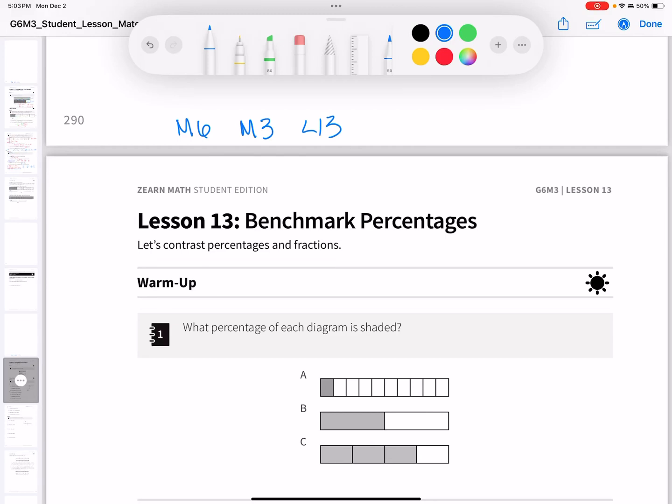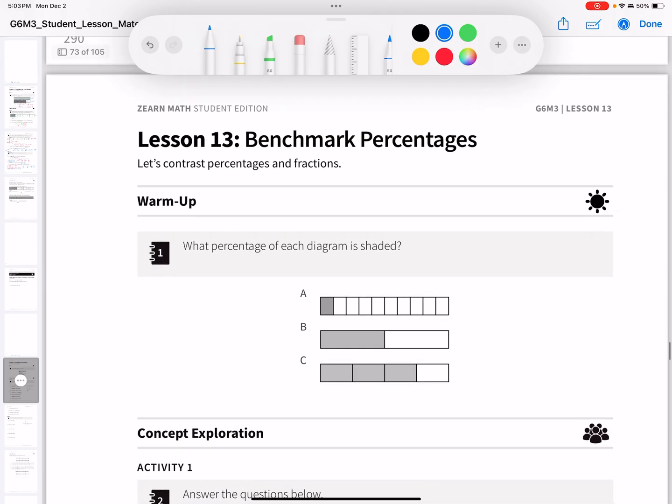Today we're doing Math 6, Mission 3, Lesson 13, Benchmark Percentages. So these diagrams here are benchmark percentages. These are percentages that you just have to know. It's like memorizing your math facts. You have to know these.